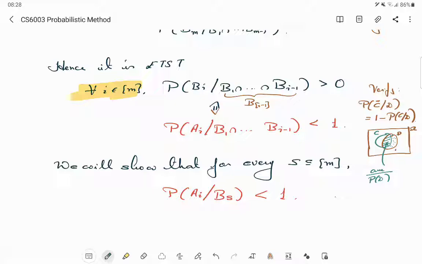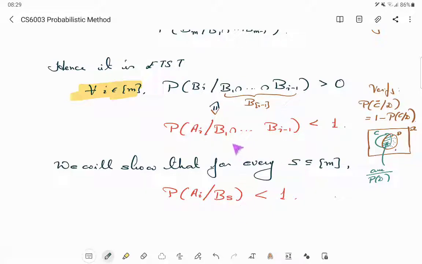Oh, okay. I think I have to slightly go back on my promise. I said this is going to be the final step in the massaging of the aim part. But since I'm going to prove by induction, I'm going to prove it in slightly more generality. I'm going to show that P of Ai given Bs, which is the intersection of any collection of these complement events.